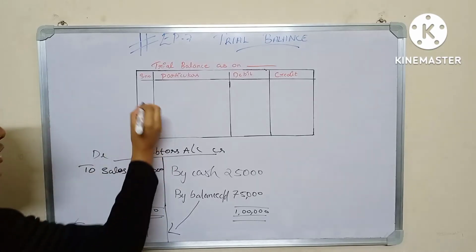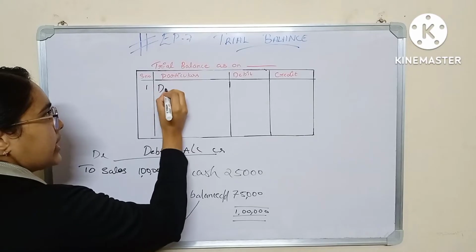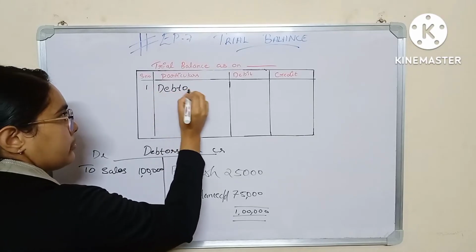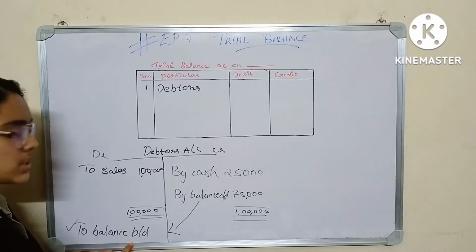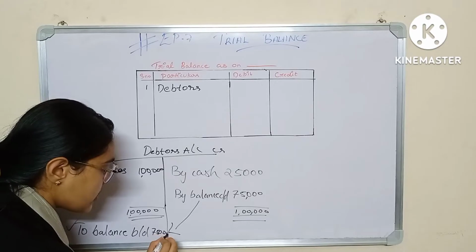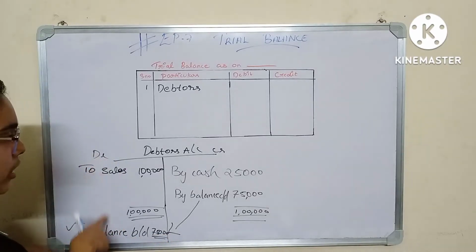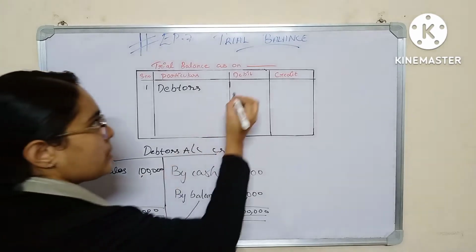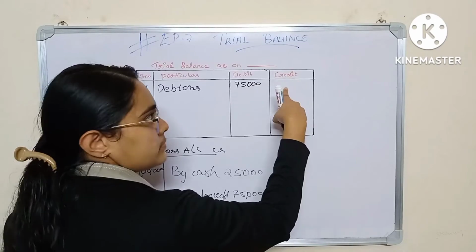So how will you fill the trial balance? You will put the serial number 1 and you will write debtors in the particulars column. Balance brought down is 75,000, alright? 75,000. So it is appearing on the debit side of the debtors account. So you go to the debit column and you fill 75,000 here and not here.